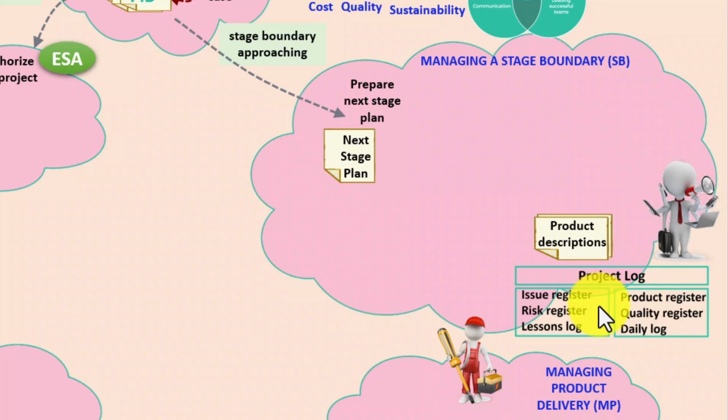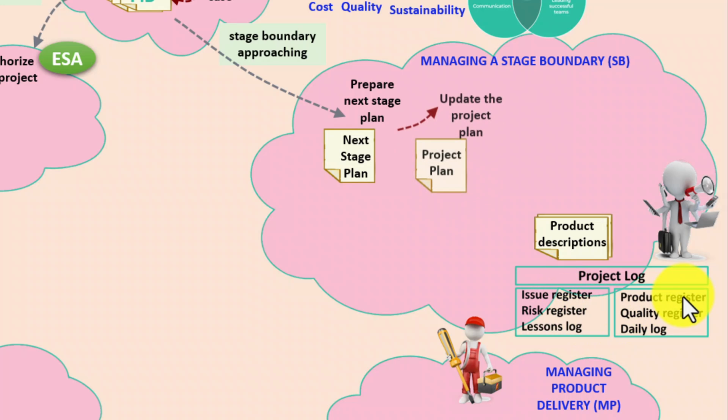For example, as we create the next stage plan, new or modified issues and risks will occur, lessons will be learned, and the product register identifies the products to be delivered by the project and also records their acceptance. The quality register contains updates on the road to quality for each product. Has the product been created yet? Have the quality checks been carried out? Have they been approved? And so on.